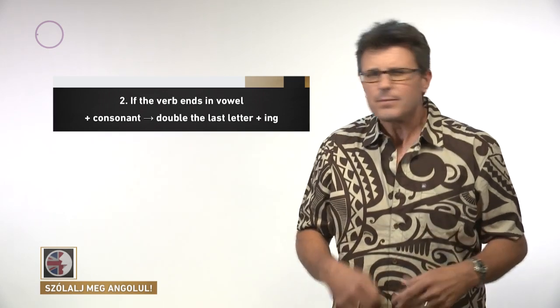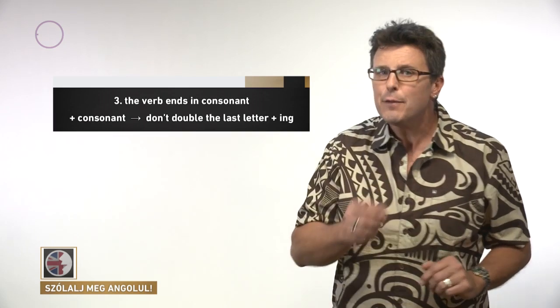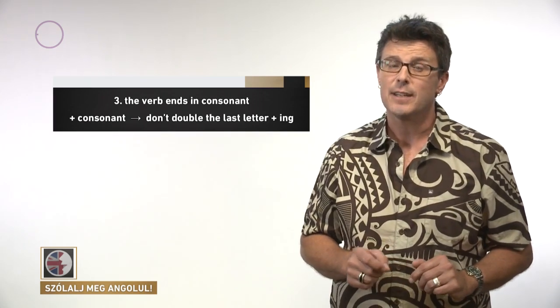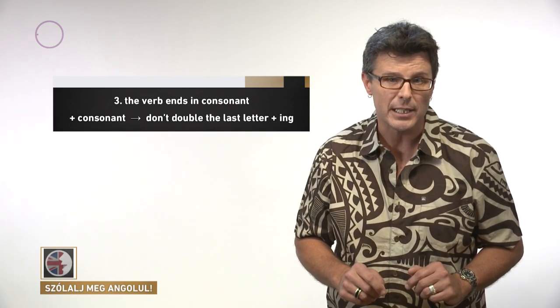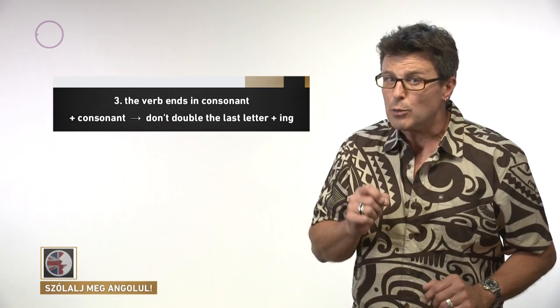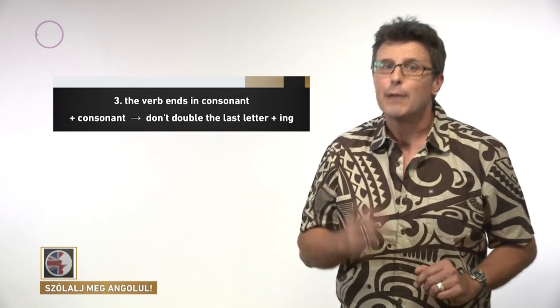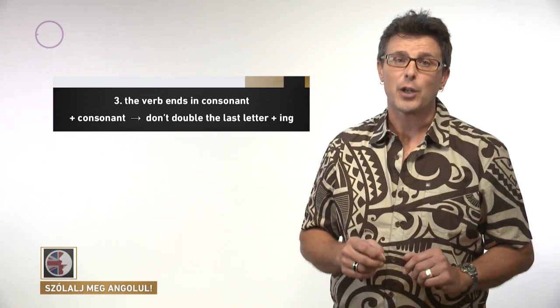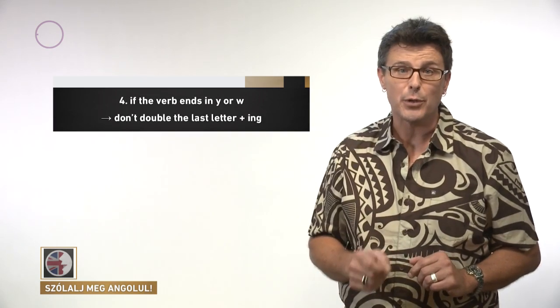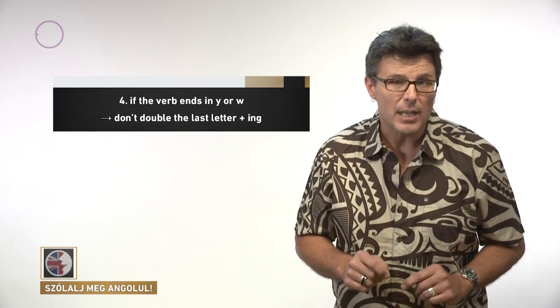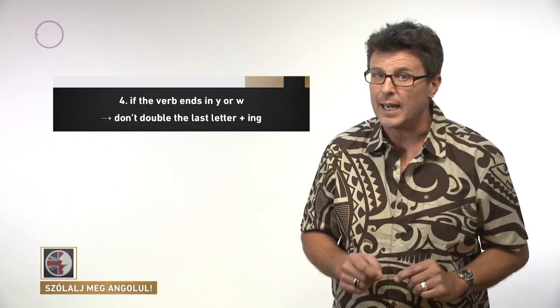Anything else? Well, yes. If the verb ends in two consonants, then we don't double the last letter before adding ing. We also don't double the last letter if the verb ends in two vowels and a consonant. And if the verb ends in Y or W, then we also don't double the last letter before adding ing. Okay, great. So let's practice a few sentences.